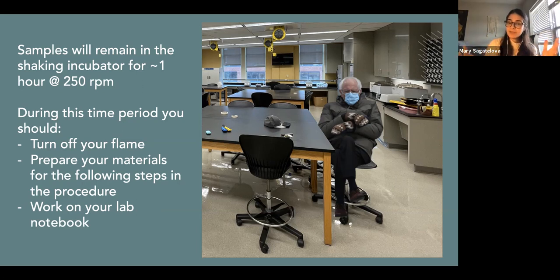So during this time period, what you can do is turn off your flame. You're not going to be needing it for an hour, so why waste ethanol? Just put the cap on, turn it off. And then you can do a bunch of different things. You can prepare materials for the following steps, which I'll explain through. You can start labeling things like that. And you can work on your lab notebook, right? You just did some steps, write that down somewhere.